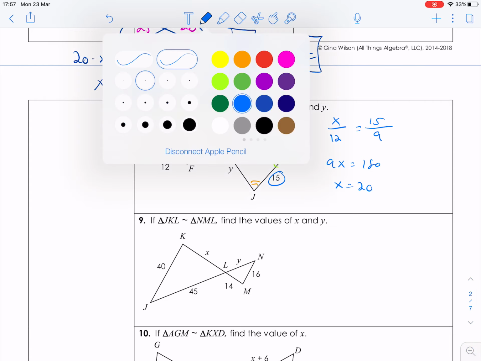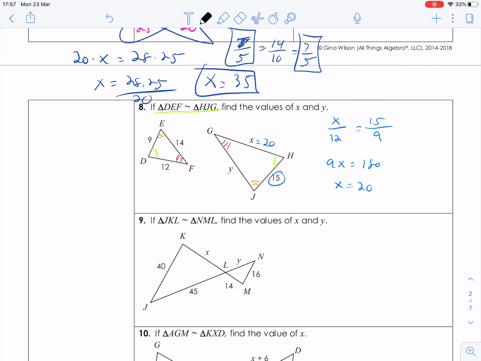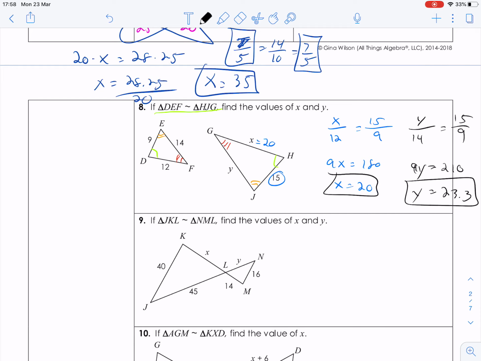Let's do that in a different color. Black. So it doesn't matter. So Y goes with, between red and orange, that's 14. And then I can choose 20 now if I want, or 15. Doesn't matter. Let's use 15 again. 15, 9. So we get 9y equals 210. Y equals 23.3. So there are our two answers, and we're done.